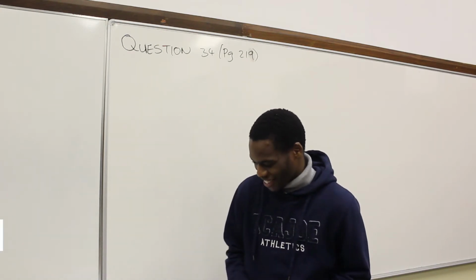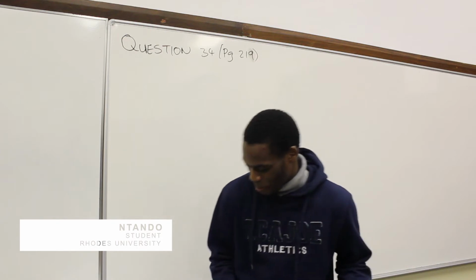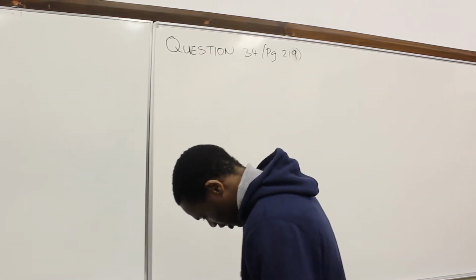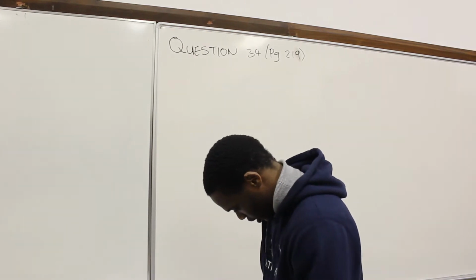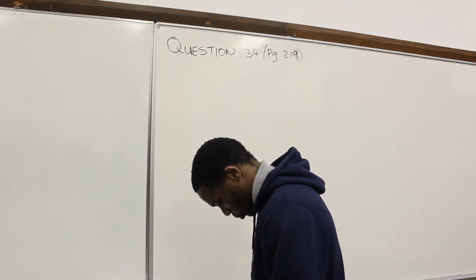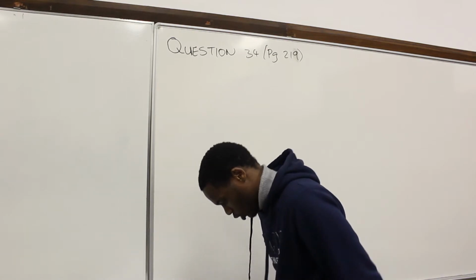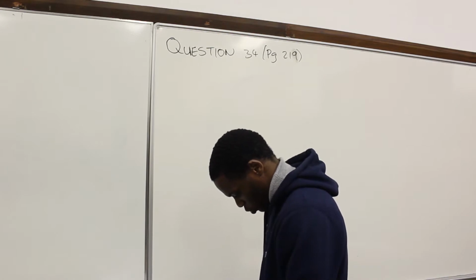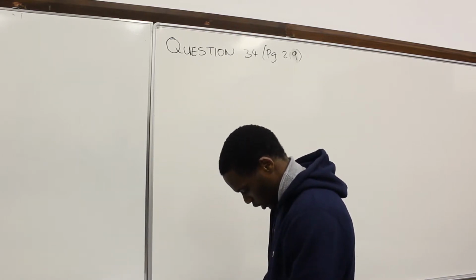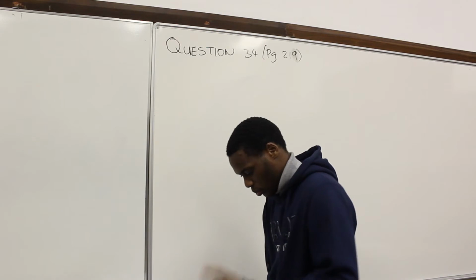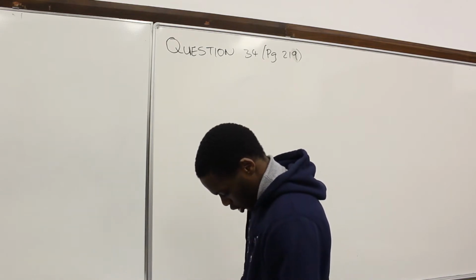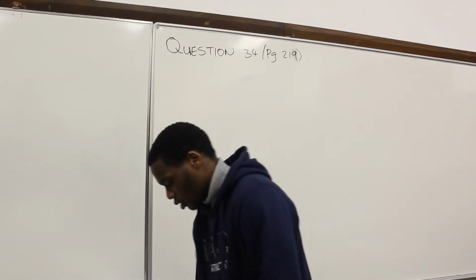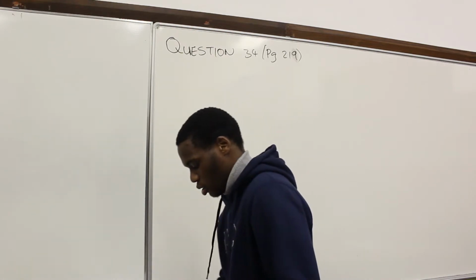I'll be doing question 34, page 290. The question reads: a national equal employment opportunity committee is conducting an investigation to determine whether female employees earn as well as their male counterparts, with a sample of 75 males and 64 females. The information is given to us in the table.